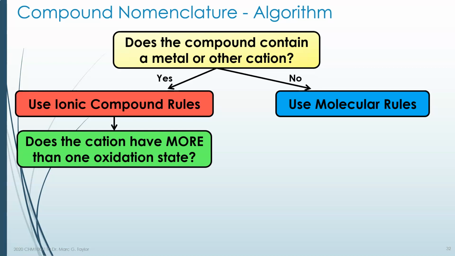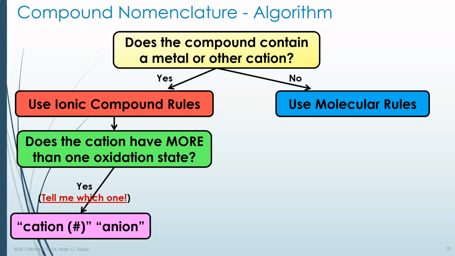Does the cation have more than one oxidation state? Is there more than one possible charge on that metal? If there is, you're going to need to tell me which one it is, what charge it is. The way we do that is with parentheses, and we give a Roman numeral that represents the charge. So if the charge was +4, you would give the Roman numeral for 4, IV.